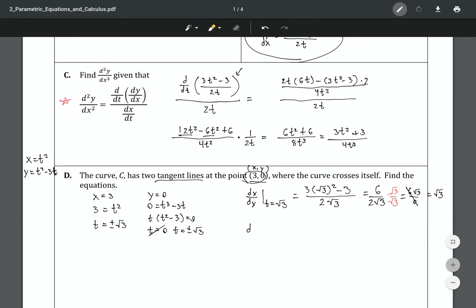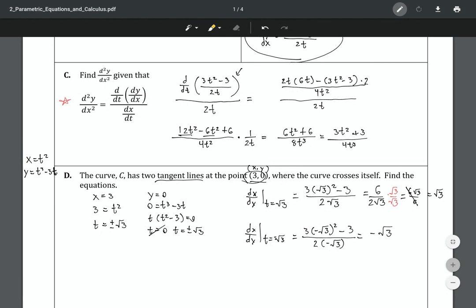But since we have another point, I'm going to have to figure out the derivative at t is equal to negative square root of 3. So it's basically going to be exactly the same equation, except on the bottom I'm going to have a negative square root instead of a positive. So using the same kind of steps, rationalizing the denominator and everything, that's what I would get.